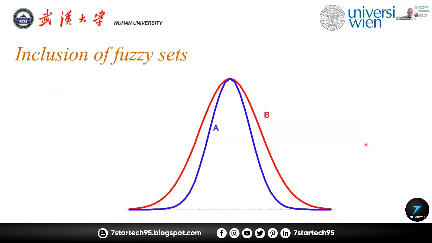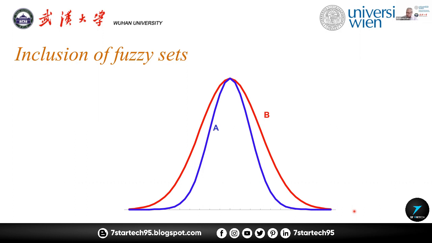So in a graphical way, we could look at this situation where we have a membership function for A in blue and one for B in red. And we can see here that all the membership values of A are less than the membership values of B for every element of the universe. So the set A is included in the set B, or it's a fuzzy subset of the fuzzy set B. These are some operators on fuzzy sets.